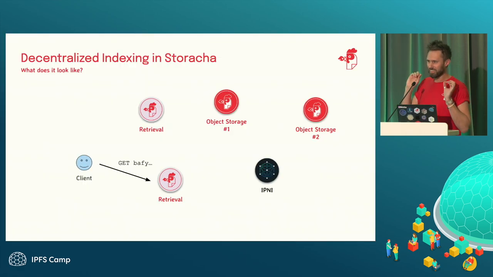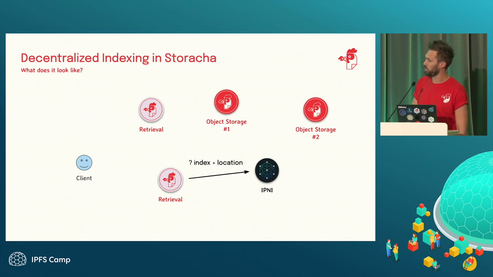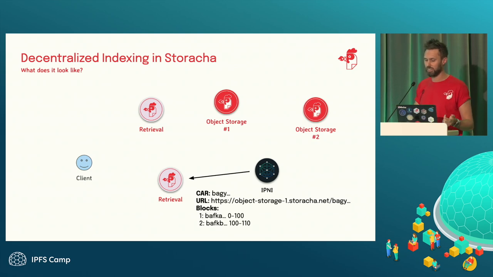All right, so it's the final bit. Thank you for holding on. In Storacha, we will have many nodes in the network. We have retrieval nodes, object storage nodes, and other nodes, like we have Fisher nodes and all sorts. Just putting what we're using right now here. We've got a client coming along. They're asking for that particular root hash that we were talking about. They ask a retrieval node, typically. The retrieval node would then ask IPNI for that special index and the URL of where it can fetch that thing. We'd get back some information about the CAR that it's in. You can see that in this case, that hash got put to the object storage number one node.